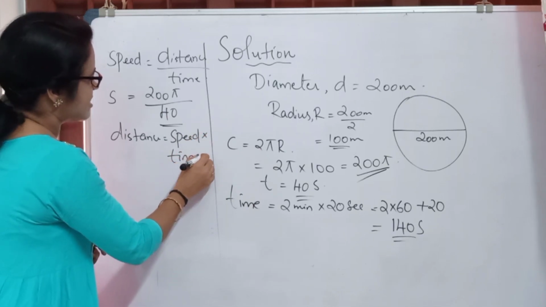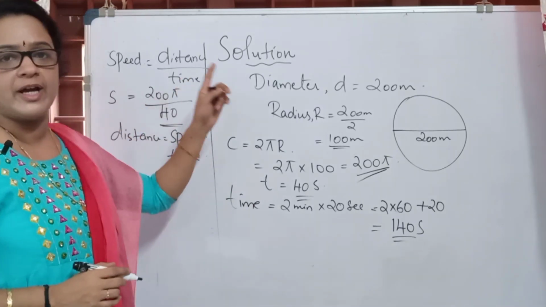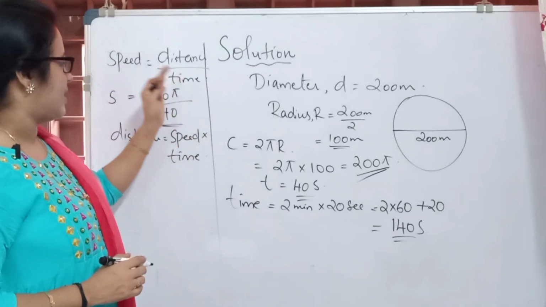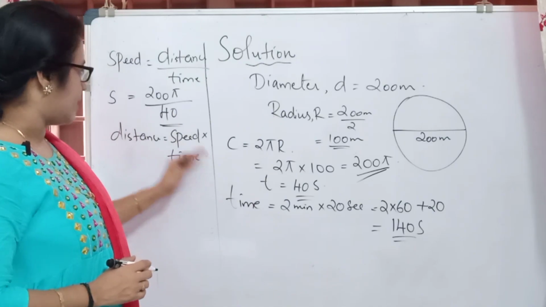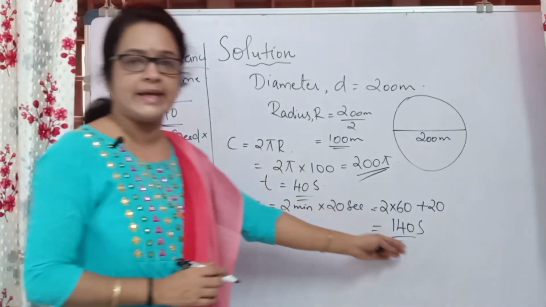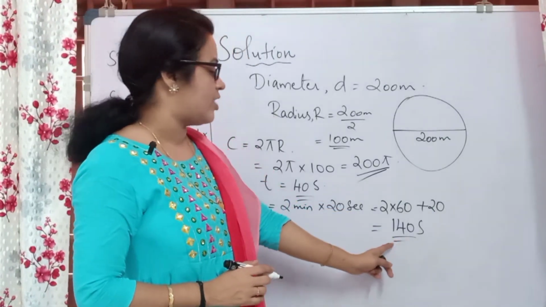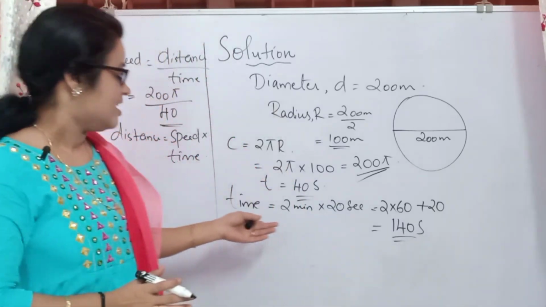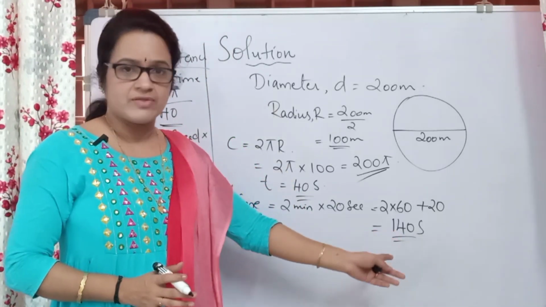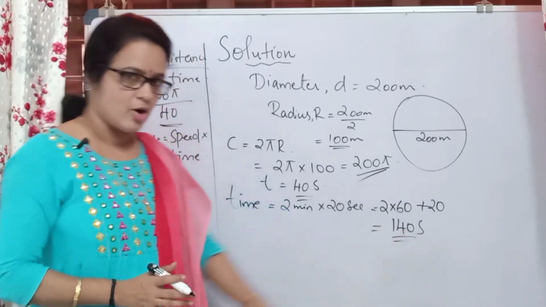Right, so what is the speed here? That is 200 into pi by 40. Pi we can write as 22 by 7. And time is given as how much? The total time we have calculated is 140 seconds. So the total distance traveled in a time interval of 140 seconds will be how much?